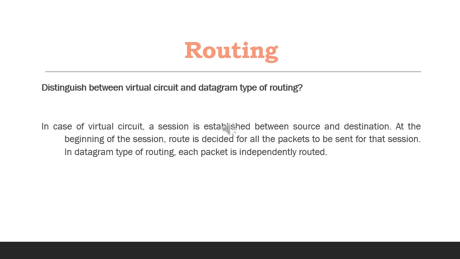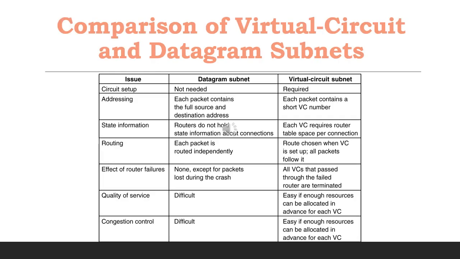Now to differentiate between virtual circuit and datagram type of routing: in case of virtual circuit, a session is established between source and destination. At the beginning of the session, the route is decided for all the packets to be sent for that session. In datagram type of routing, each packet is independently routed. Now here we have the comparison of virtual circuit and datagram subnet.